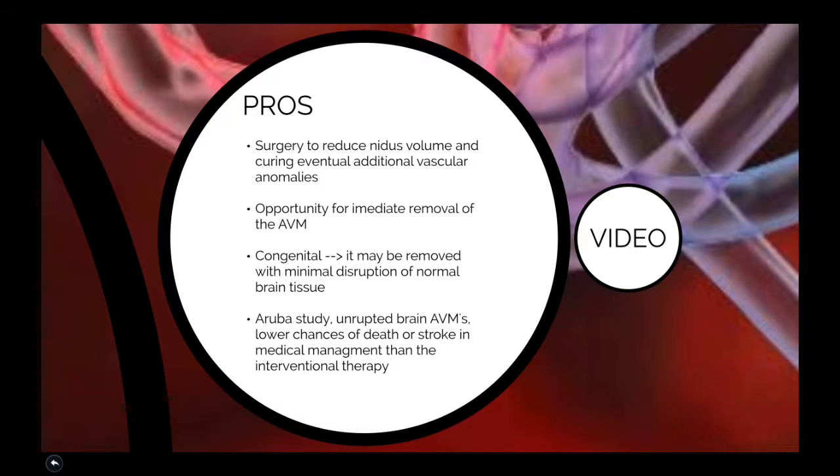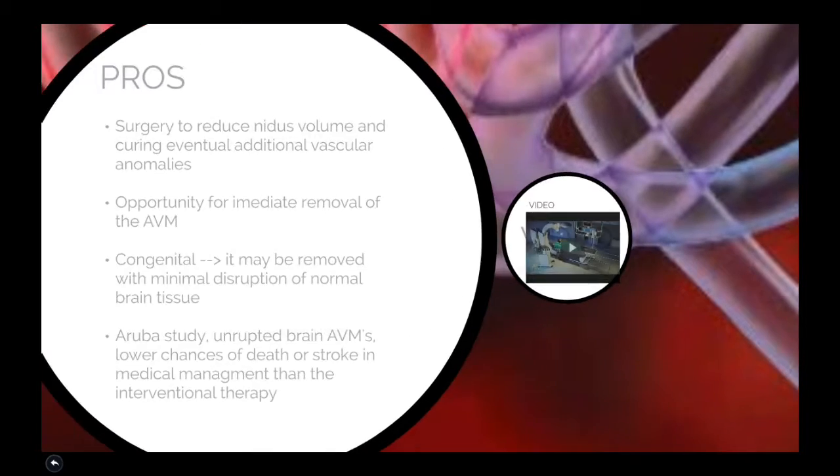Surgery can reduce nidus volume and cure additional vascular anomalies, like for example an aneurysm. You have the opportunity for immediate removal of the AVM. Since it is congenital, it may be removed with minimal disruption of normal brain tissue. In a study in Aruba, treatment of unruptured brain AVMs lowered chances of death or stroke compared with medical management. By medical management, we mean treatment of symptoms rather than interventional therapy, like microsurgery.